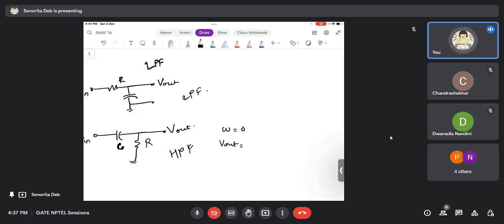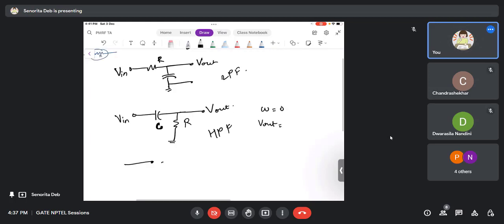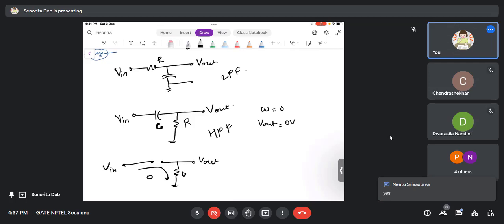If this cap is open, there is zero current here, right? From Vin. So if there is zero current, this is nothing but 0 volts, right? And if the cap is closed, then the entire signal is there, Vout equals Vin. So this is a high pass filter.